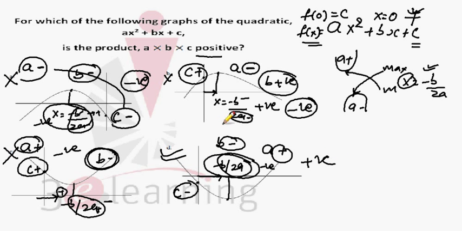So what we have to do is find the sign of the individual a, b and c. a depends upon whether the graph is upward or downward, c depends upon the graph at the y-axis, and b is from the tip of the graph. So by solving all this, our answer is D, because at D it's a positive quantity.